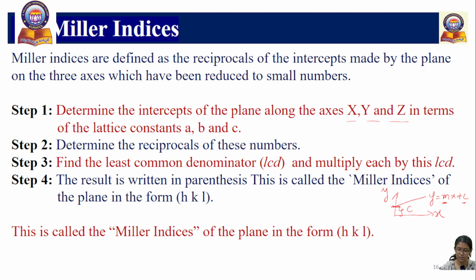So what we are going to do is find the intercepts of the plane, which plane? Crystal planes, along x, y and z in terms of the lattice constants a, b and c. Once we find the intercepts, we will take the reciprocal. This is step number 2. Then we'll multiply the reciprocals by the least common denominator. If we do some examples, it will be very clear. No worries. Next, the result is written in parentheses. This is called Miller indices in the form (hkl).